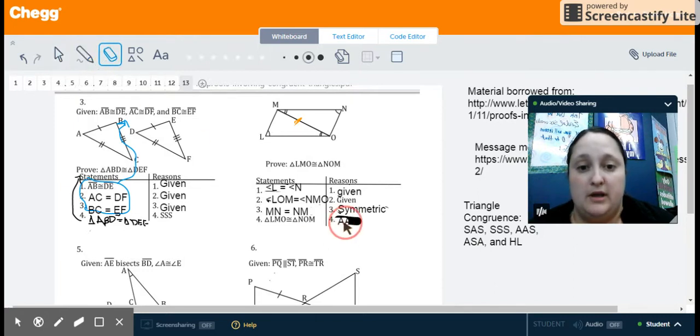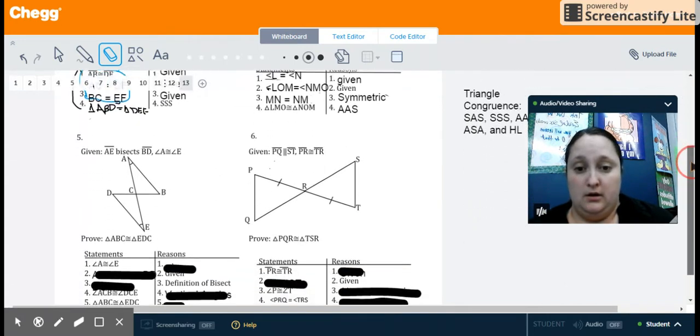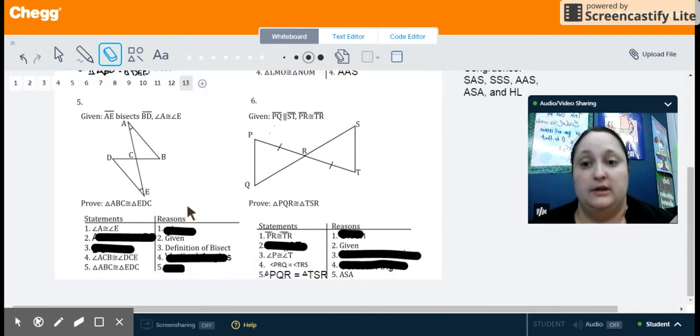And that will be angle side now. Okay, like I said, this is a pretty popular proof for triangle congruency, either side, side, side, side, angle, side, or angle, side, angle, or HL. Okay, our bottom two proofs we're dealing with.